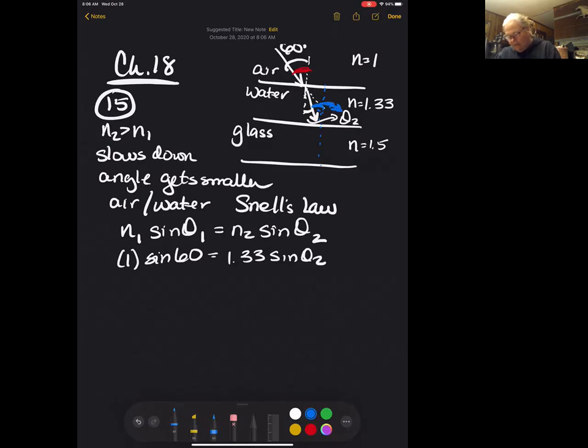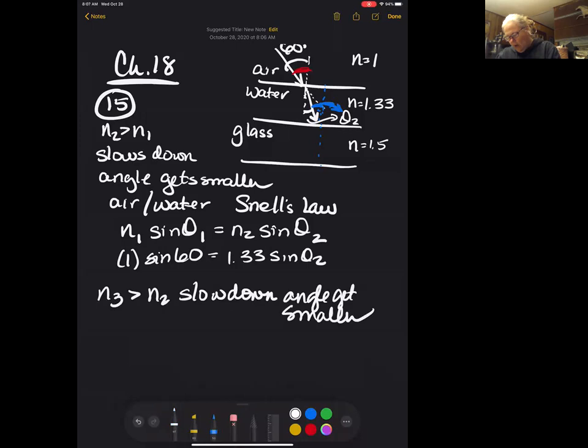All right, so I can figure that out since I just solved for that. And so now it's still going from a lower index to a higher index. So it's still going to slow down. And so that also means that the angle gets smaller again.